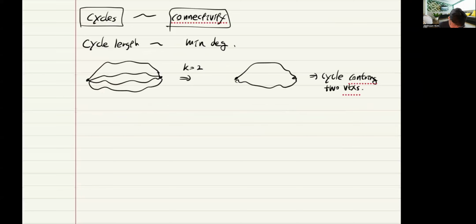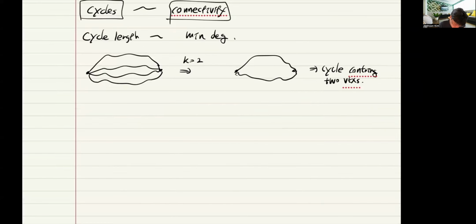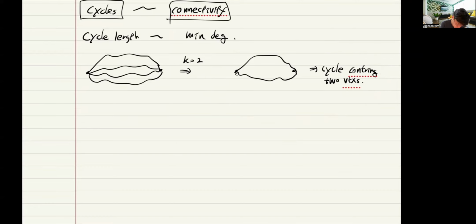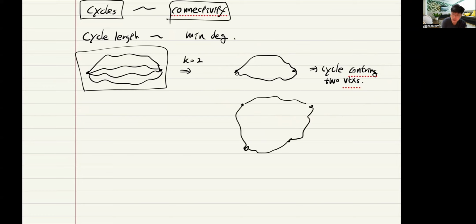A natural question is, can you generalize this into higher connectivity? Instead of this, say there are 4 vertices, and your graph is 4-connected, can you find paths in this manner so that you find a cycle containing all 4 of them? That is a natural question.